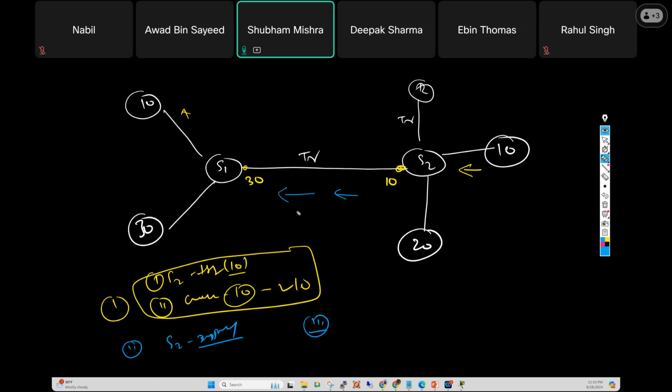Then in S1 we have configured native VLAN as 30. So I think the packet will drop in S1. Okay, so you are telling at switch number 1, drop this packet because of native VLAN mismatch, right? Yes, correct. Okay.